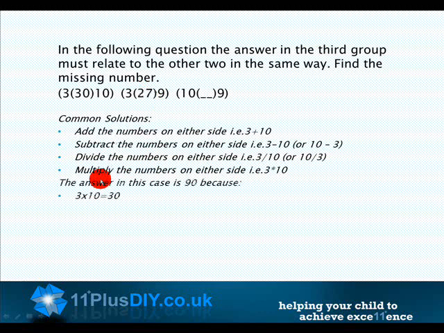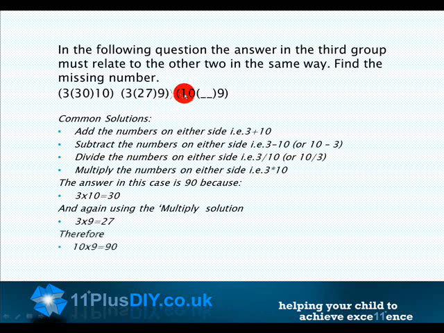The answer is 90. Because 3 times 10 is 30. 3 times 9 is 27. Therefore, 10 times 9 is 90.